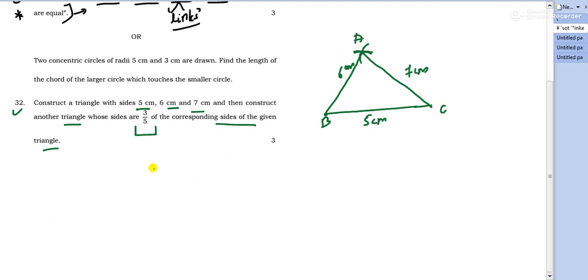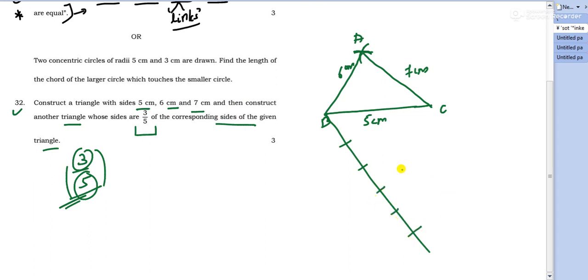Okay, now what you have to do, we have to construct another triangle. Okay, and the ratio they have given is 3 by 5. So what you have to do, from B draw a line like this. Now cut this into, which is the bigger number, 3 or 5? It is 5. So cut it into 5 equal parts, 1 2 3 4 5. Okay, you can name this as B1, B2, B3, B4, B5.